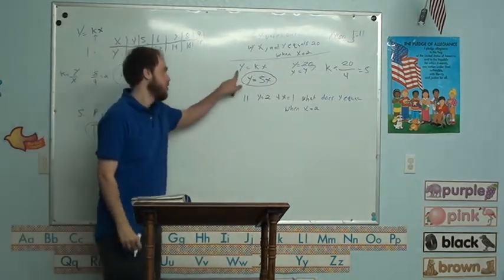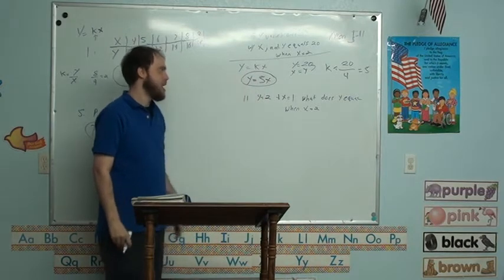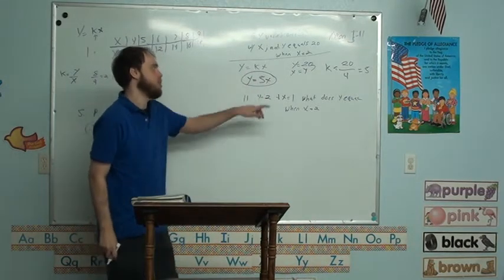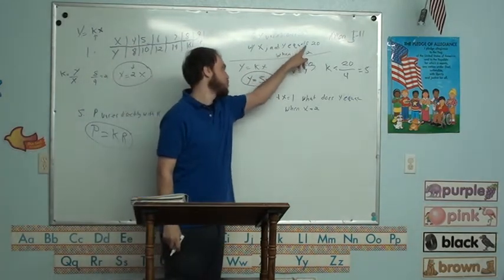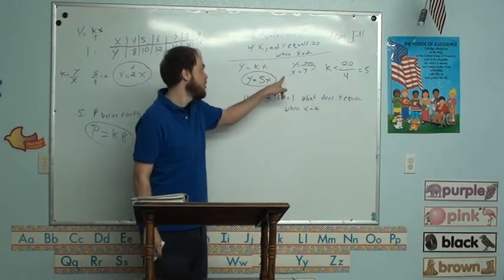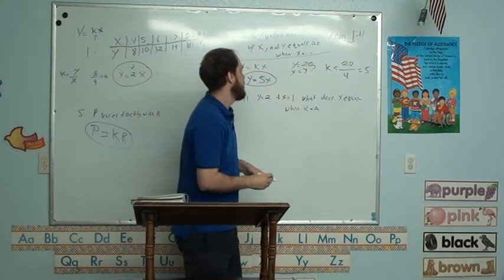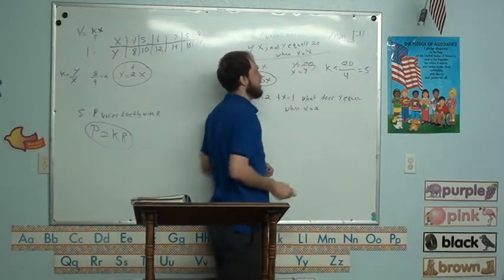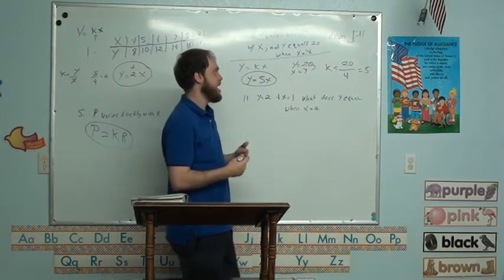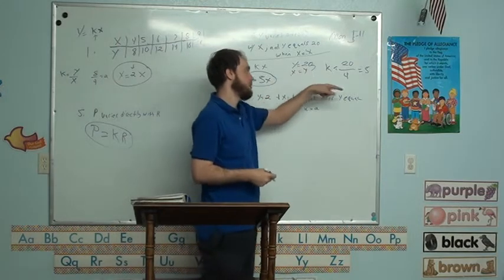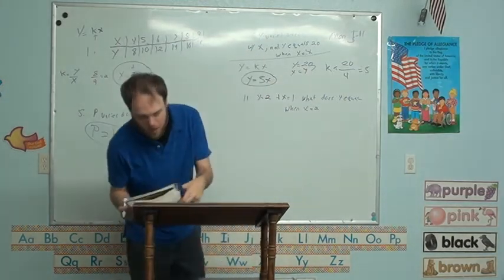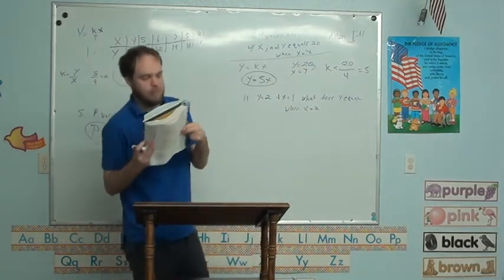So again, the y and the x stay the same. I just have to figure out what that k is. They told me that y equals 20 when x equals 4. I wrote the wrong thing. When x equals 4, you're just going to divide that out. And so 20 divided by 4 will give you the 5. And so that would be number 9.